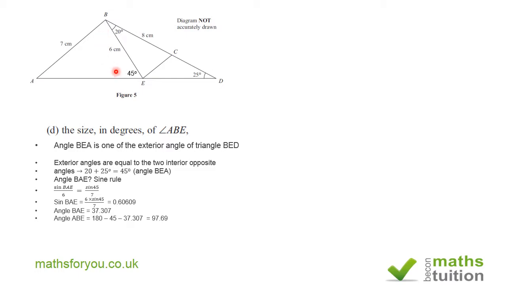Now, because we're looking for angle ABE, we'll have to subtract 45 and 37.307 from 180 degrees, which means that angle ABE will then give us a value of 97.7 degrees to 3SF. So angle B or ABE is 97.7 degrees to 3SF.